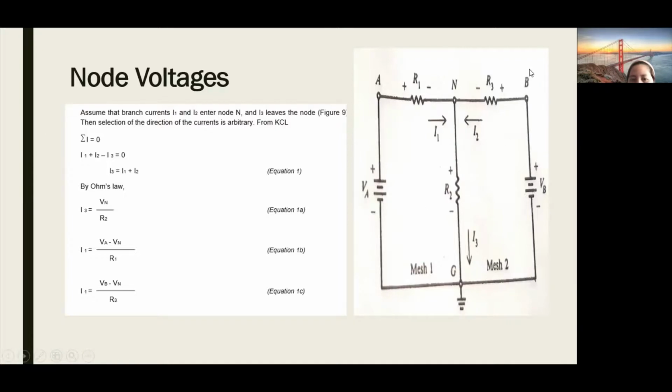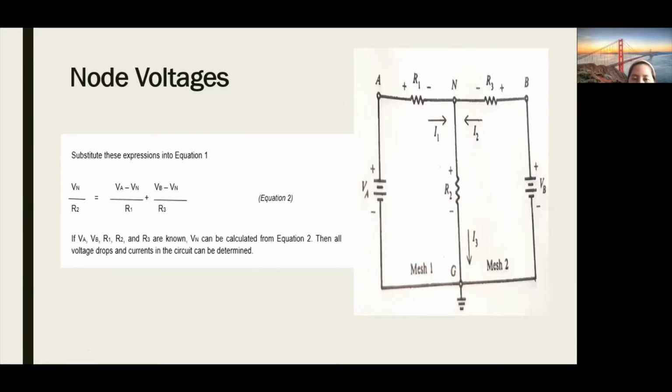Mark nodes A, B, and N, and mark the voltage polarity across each resistor R3, consistent with the assumed direction of current. Step 2: apply KCL at the principal node and solve for Vn. So I3, substitute this expression in equation 1: I1 plus I2.